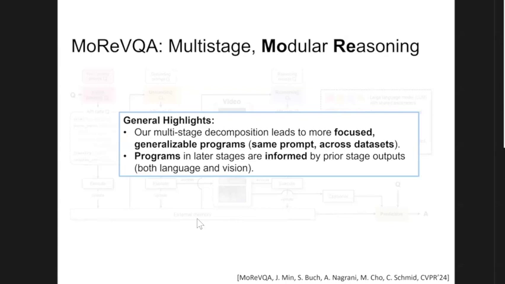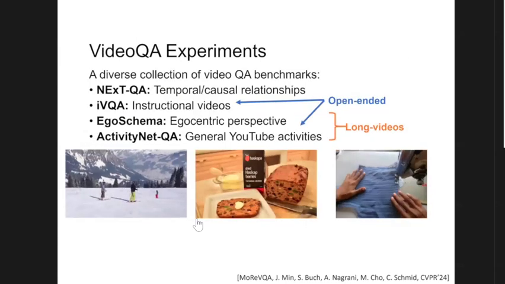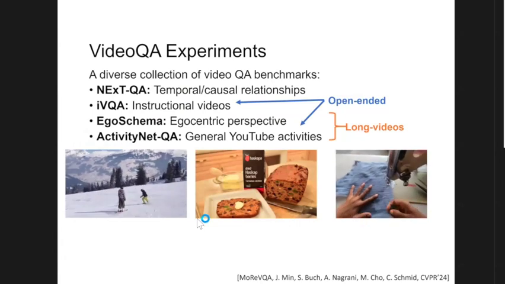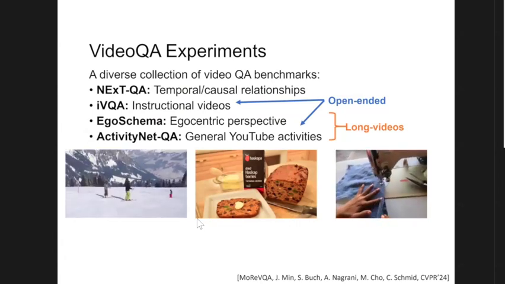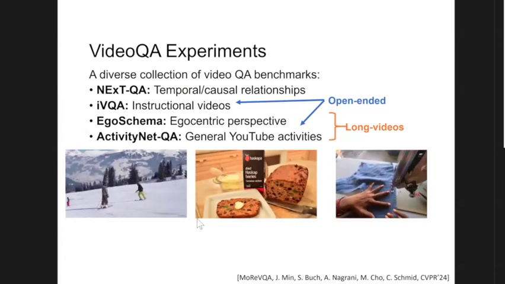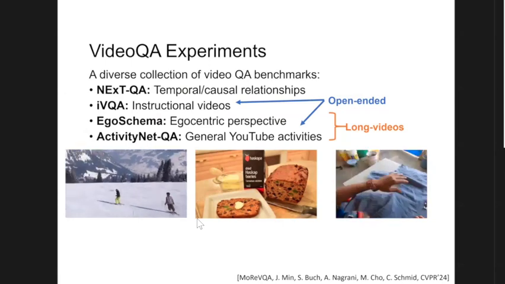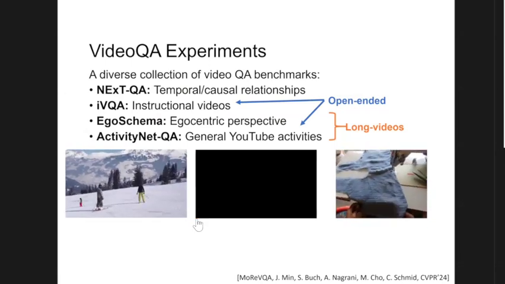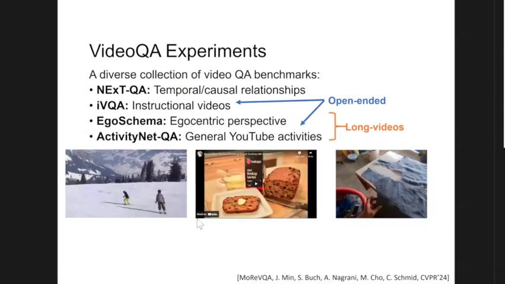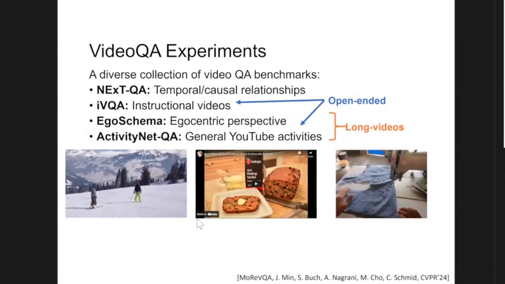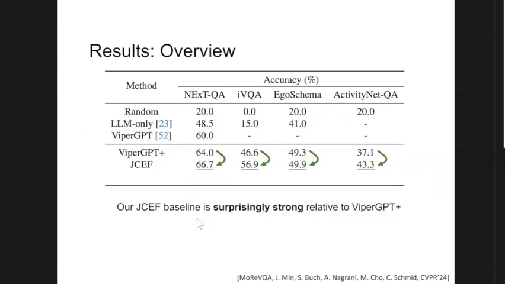Then if you look at the experimental results, here we have different datasets: NextQA, IVQA, EgoSchema, ActivityNet QA. The last two are long videos, and IVQA and EgoSchema are open-ended questions, so there we have to just produce the answer. It's not multiple choice.